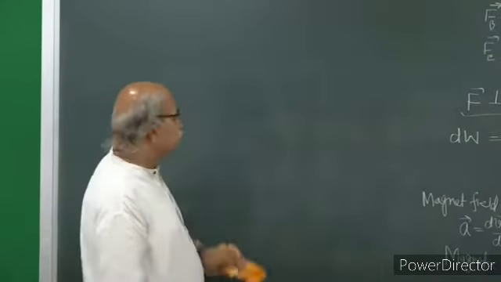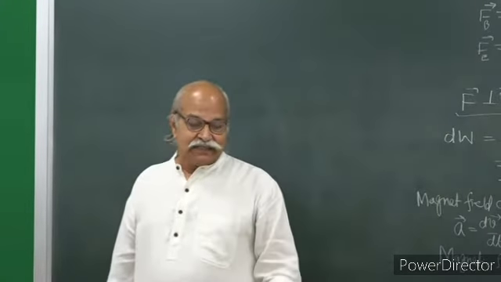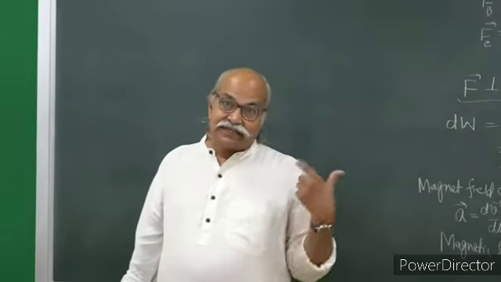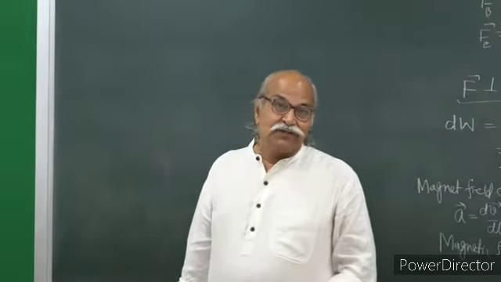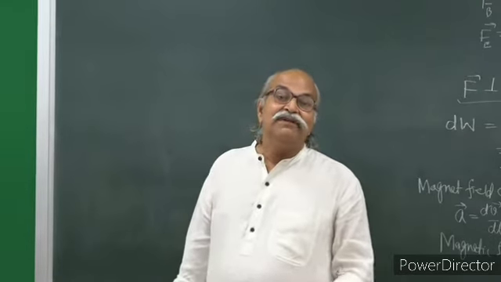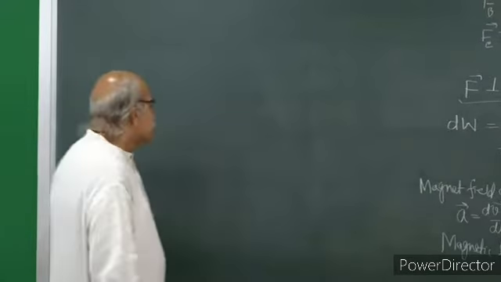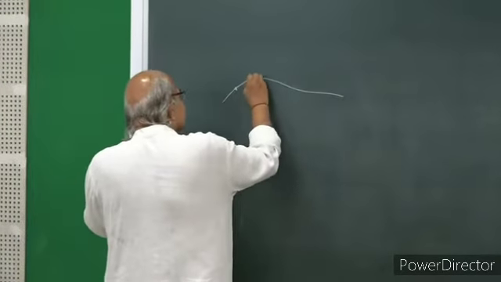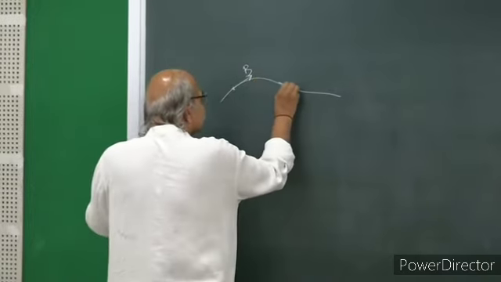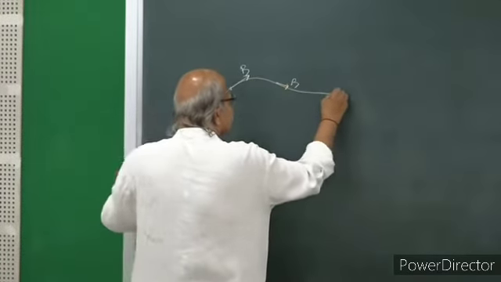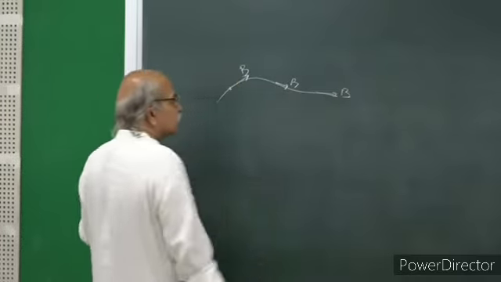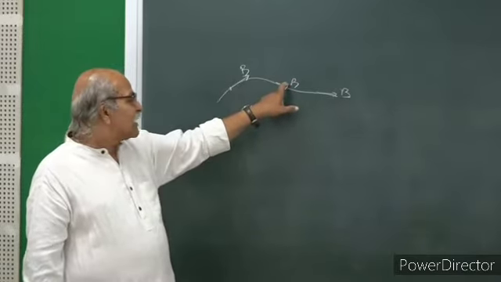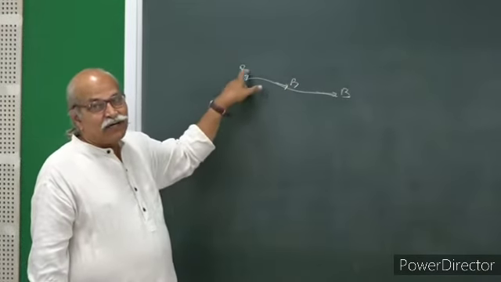This is also interesting, especially if you compare with electric field lines. If you talk in terms of field lines, just like electric field lines, you can also talk of magnetic field lines, and that means if there is a curve so that at each point the tangent gives you the direction of the magnetic field, then it is known as a magnetic field line.